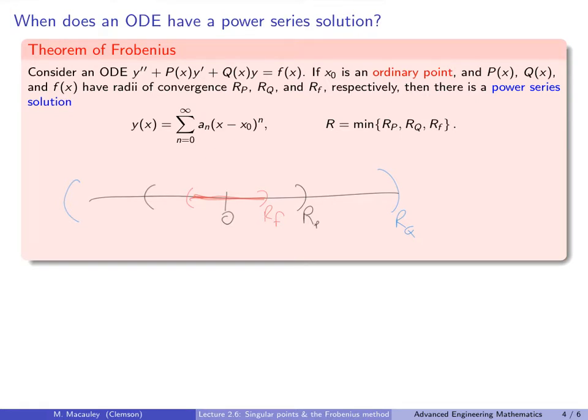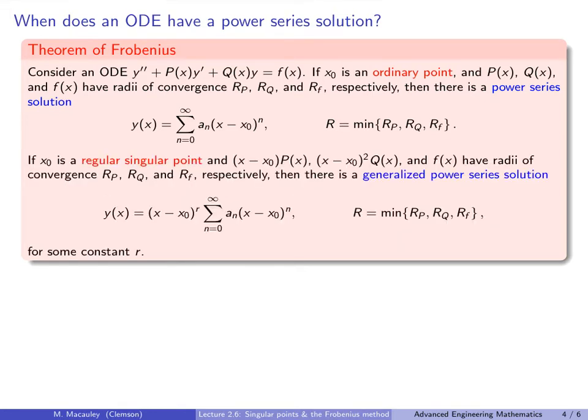If we have an ordinary point, there is a power series solution. And this is just a technical detail about the radii of convergence. Next, if x naught is a regular singular point, and these 3 functions are almost the same, instead of p, q, and f, it's x minus x naught times p, x minus x naught squared times q, and f have the same 3 radii of convergence, call them rp, rq, and rf, then there is a generalized power series solution of this ODE. So what is a generalized power series solution?